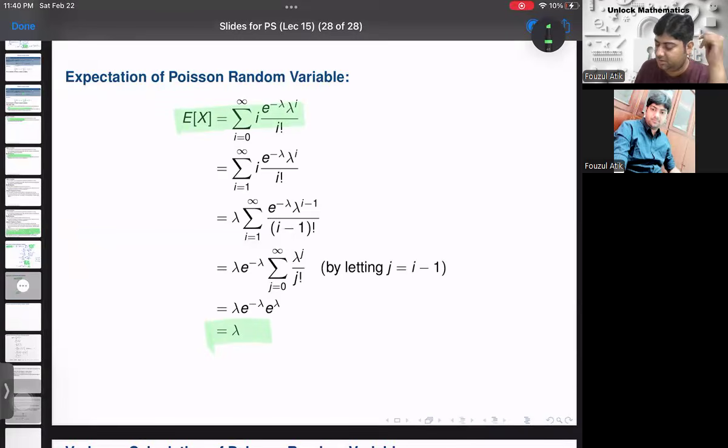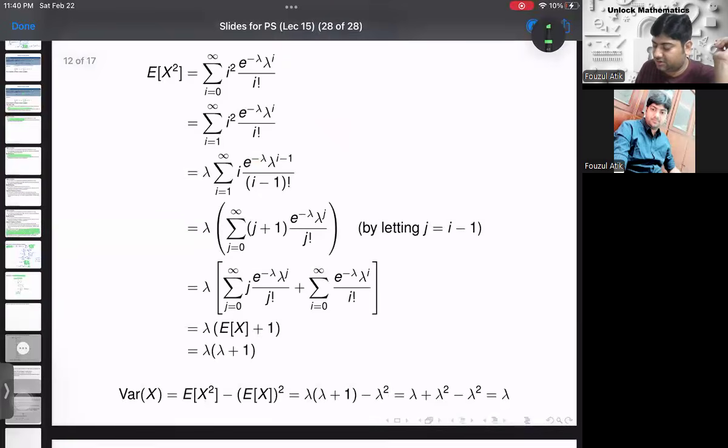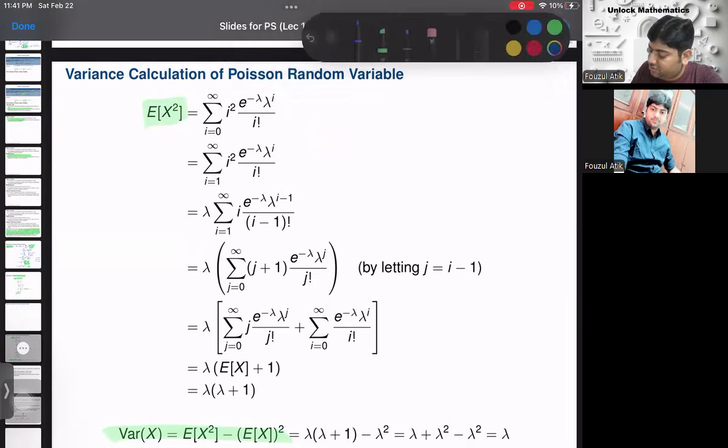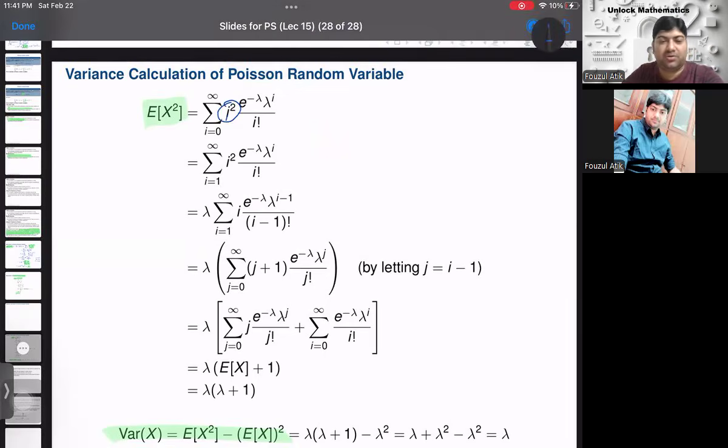Now what is the variance of the Poisson random variable? We can do a similar type of calculation and find its variance. I'll show you. How to calculate the variance? We all know the variance formula: E of X square minus E of X whole square. So what is E of X square? The same way, the summation of i equal to 1 to infinity, i square into e to the power minus lambda into lambda power i by i factorial. That is the probability mass function.